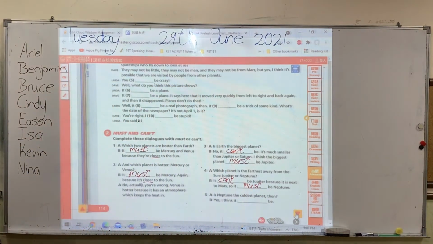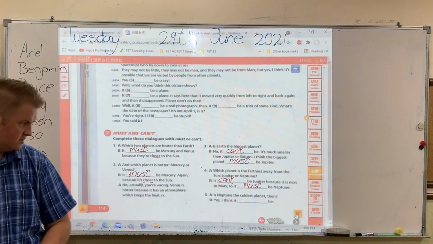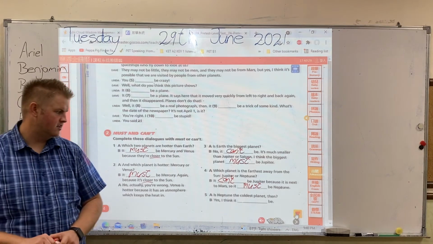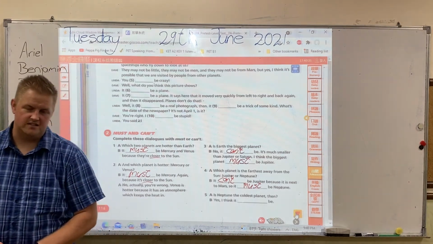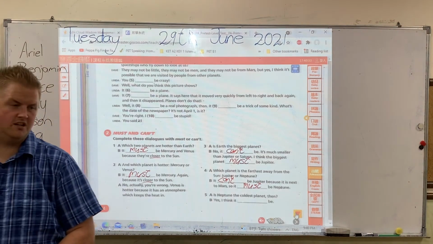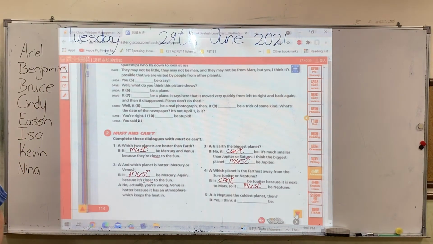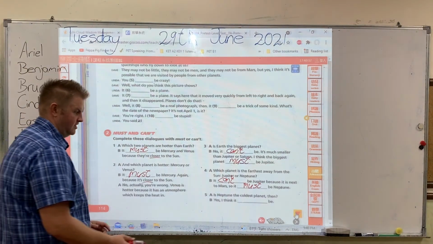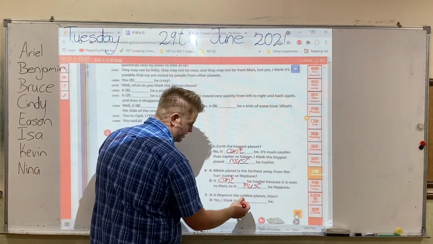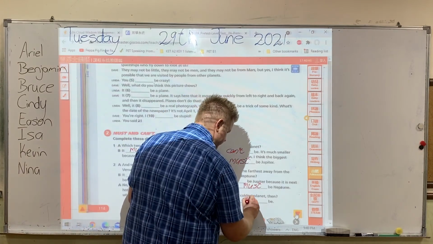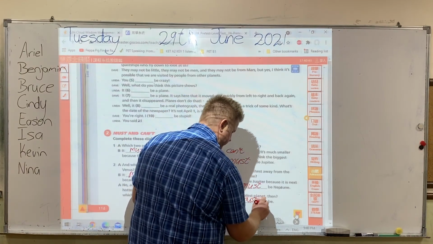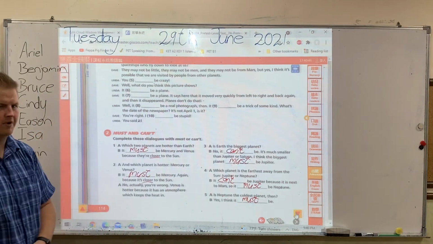Number 5. Is Neptune the coldest planet then? Yes. So yes immediately shows us it's a positive. Yes, I think it must be. I think it must be.